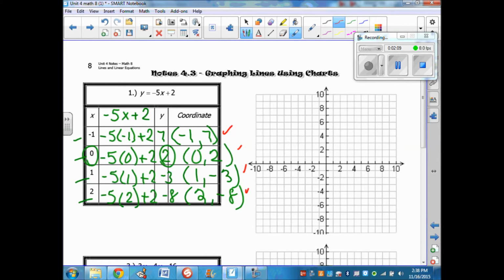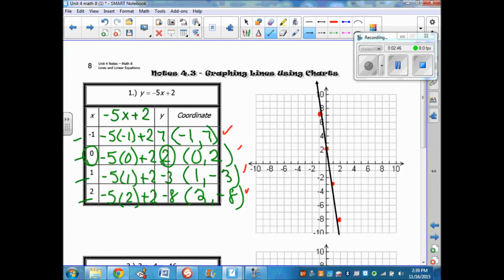So negative 1, 7. I'm going to plot that. 0, 2. So I start right at my center always, and then I'm going to go up 2, because remember it's x comma y. And then 1, negative 3, I'm going to go right 1 and down 3. And then the last point, I'm going to go right 2 and down 8. So I've got 4 points here, and now I'm going to take a straight edge. Okay, get a ruler out, and let's graph this line.